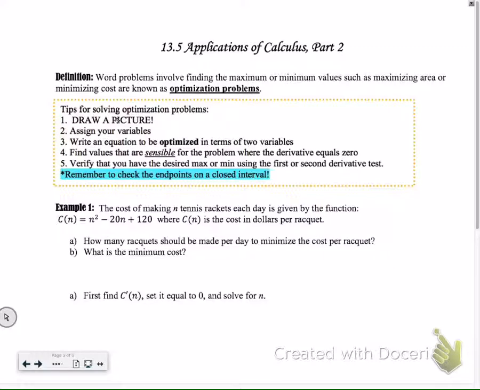What we're doing is we're looking at this as something that we want to find a minimum value or a maximum value. And we know how to find minimums and maximums because we did that in the first part of this chapter where we find our increasing and decreasing values.